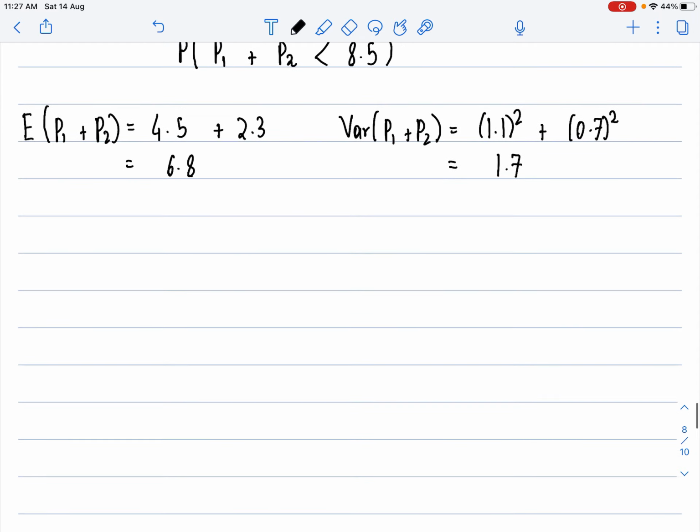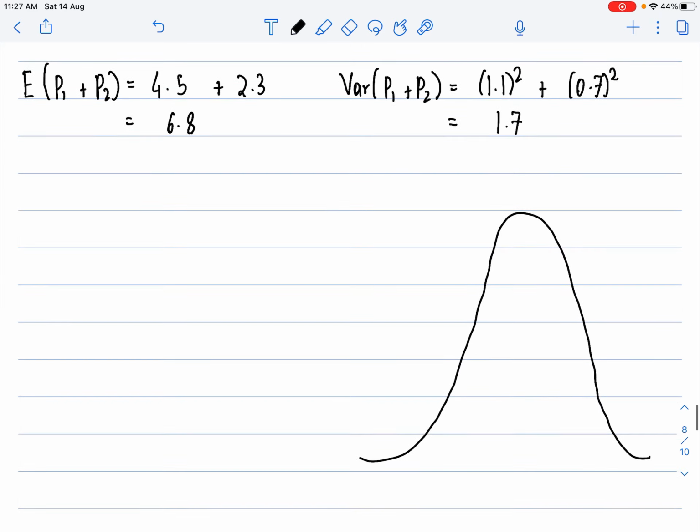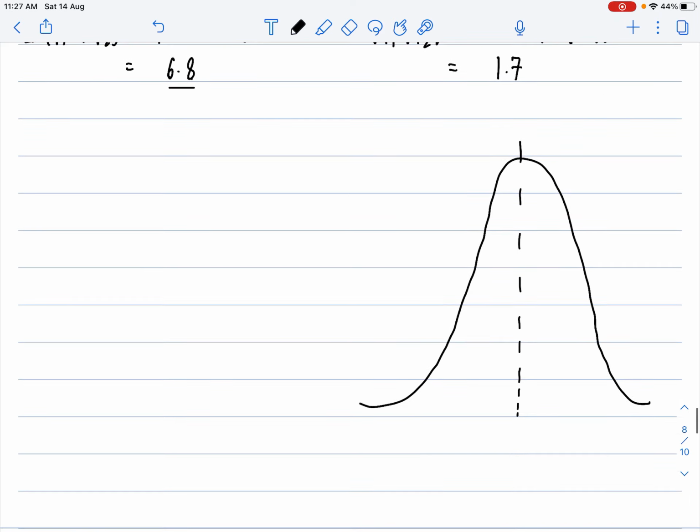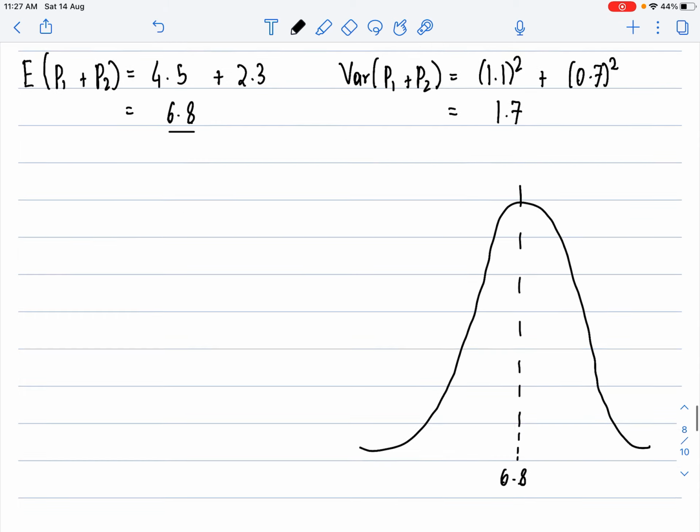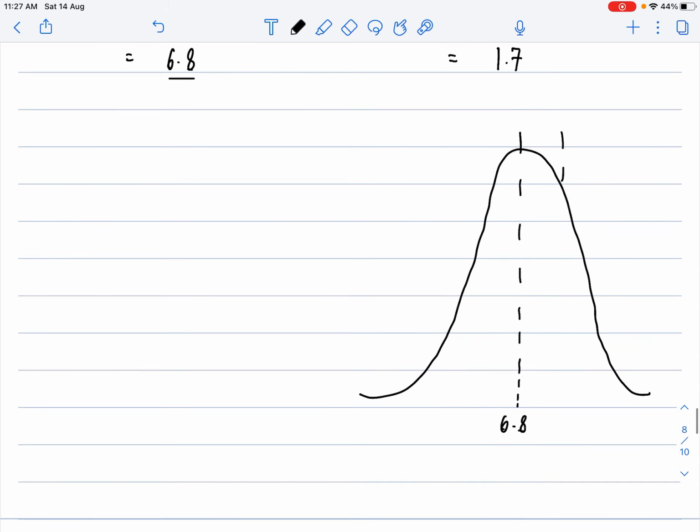Now what you need to do is make a normal distribution graph, which looks something like this. The mean which you have now is 6.8, because now you'll only be looking at the combined mean and combined variance. So you have this as 6.8. The value on the other side, the constant, is 8.5. So 8.5 will lie somewhere here. So I have 8.5 here.